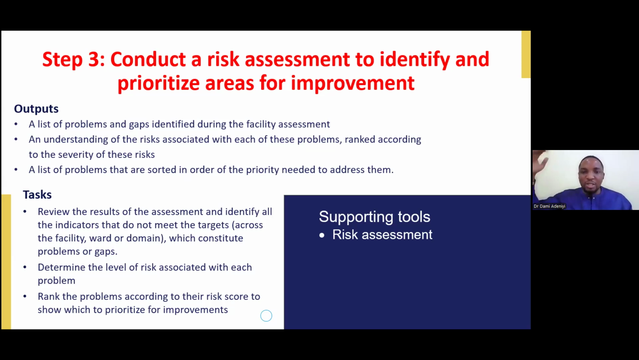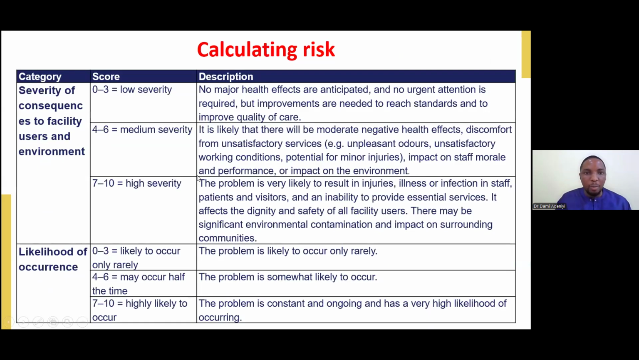Now, that is done for the different areas where there are problems. That allows you to stratify or prioritize the areas where improvement is needed. So just to summarize how step 3 works, the outputs are that there has to be a list of problems and gaps you have identified. And then you need to understand the risks associated with each of those problems, and rank those risks based on their severity and the likelihood that they would occur.